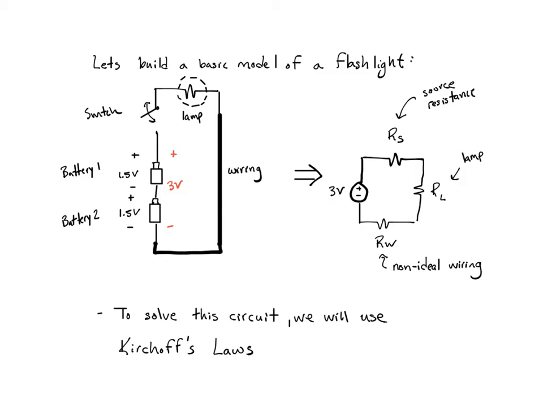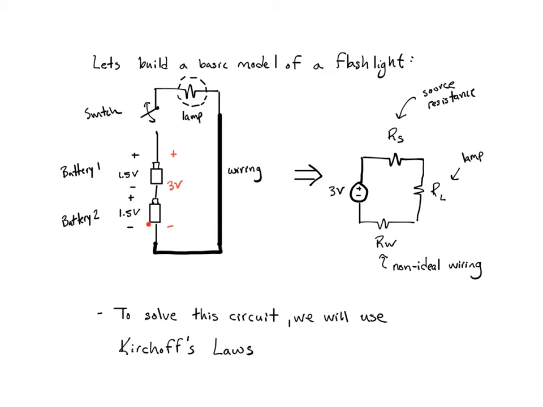We also know that the flashlight can usually be turned on and off, so we can model that with a switch. In other words, it can be open or short circuit. Open meaning no current will flow. Closed meaning now we have a closed circuit and current can flow through the system. We'll model the lamp as just being a resistor. And we'll also note that there's wiring in there, and the wiring may not be ideal, so there could be some resistance in the wire.